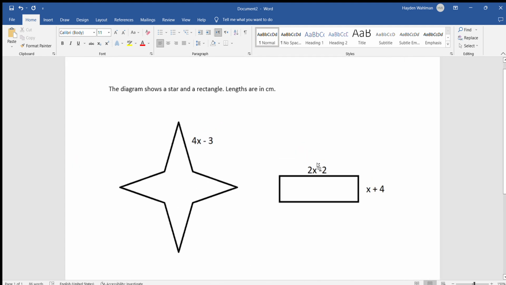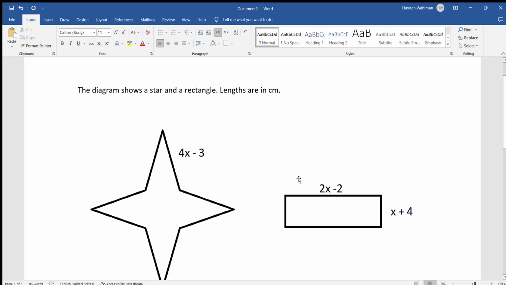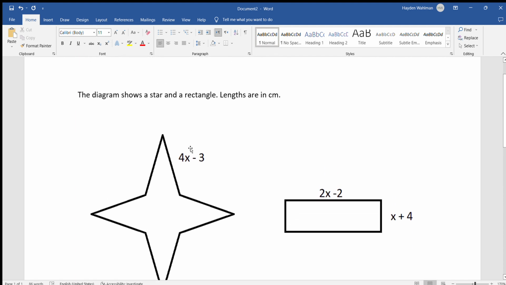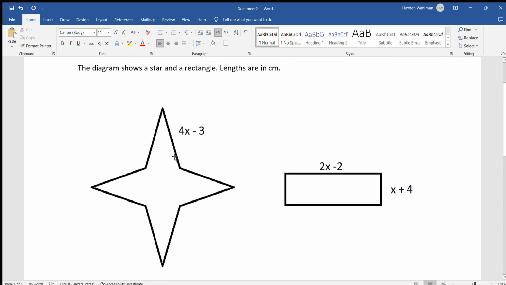This diagram shows a star and a rectangle. Okay, so as you can see, this star, all these sides are equal length. So the length of this one side here is 4x minus 3, okay? 4x minus 3 is here. And so the rest of these lengths must be 4x minus 3 too. We could just assume they're all equal.